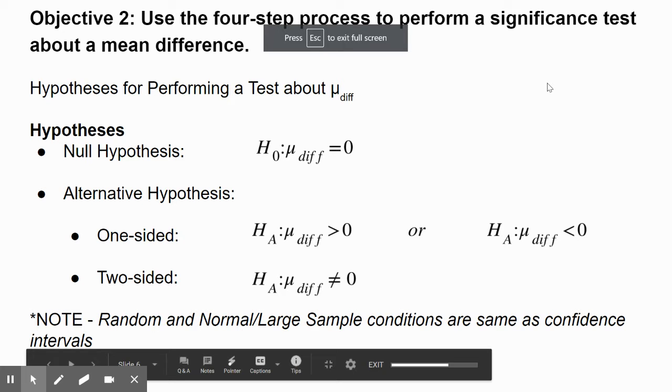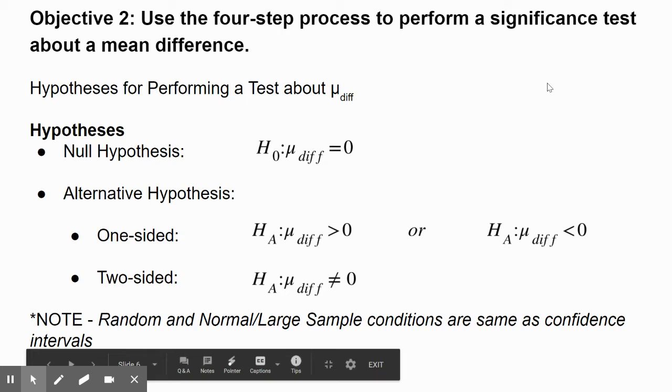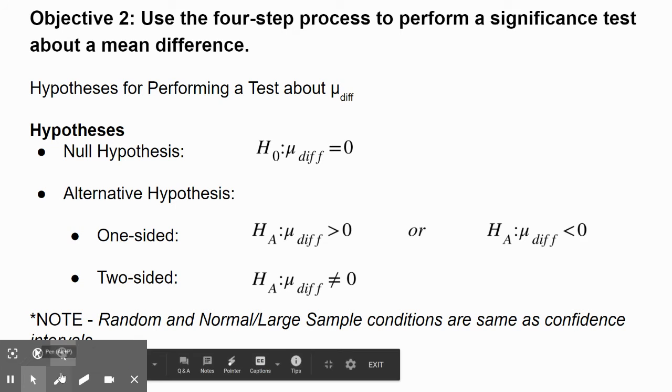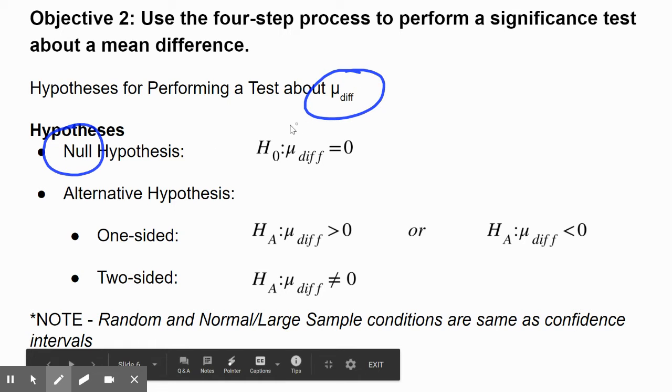All right, so that's the last video ever for your statistics career at Twinsburg. Four-step process for a significance test for a mean difference. So again, we're looking at this mu diff, remember. So the null, of course, is mu diff equals 0.